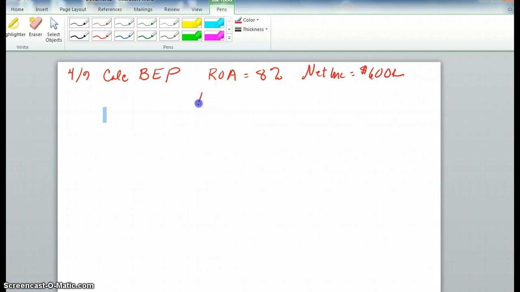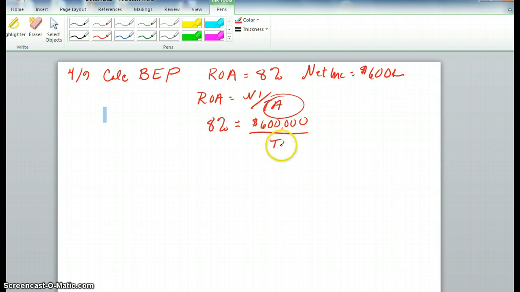And we know that ROA equals net income over total assets. And so from there, we just have to solve for that. We can easily calculate total assets because we have ROA and we have net income, 600,000. And so we can solve for total assets. I'm just going to let you solve for that. If I have to give away what it is later in this recording, I will, but you can calculate it.